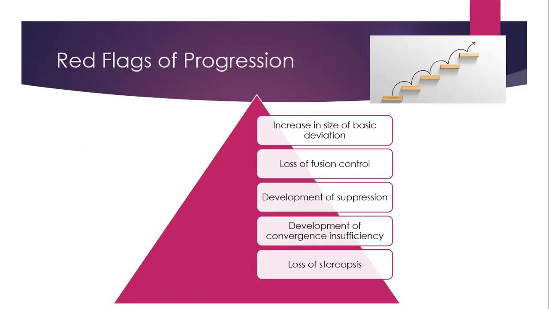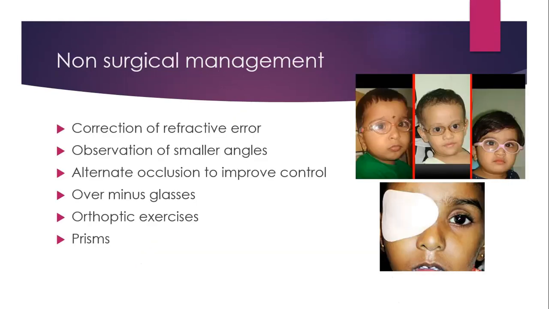Now, what are the red flags of progression of intermittent exotropia? One is an increase in the size of the deviation. When there is loss of fusional control, development of suppression of BSV, development of convergence insufficiency, or loss of stereopsis. So if these red flags of progression are noted, then we should start some form of treatment.